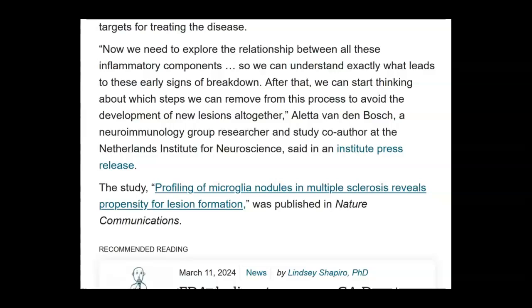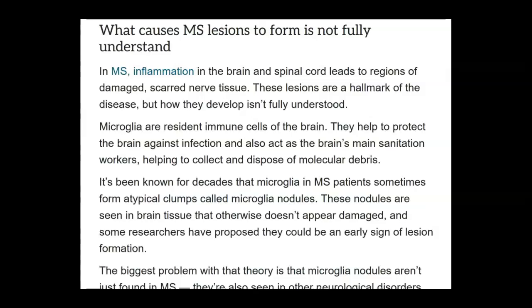Alida van den Bosch, a neuroimmunology group researcher and study co-author at the Netherlands Institute for Neuroscience, said in an Institute press release. The study, Profiling of Microglia Nodules in Multiple Sclerosis, reveals propensity for lesion formation, was published in Nature Communications. What causes MS lesions to form is not fully understood. It should say fully understood. I guess they needed a proofreader and they did not get one.